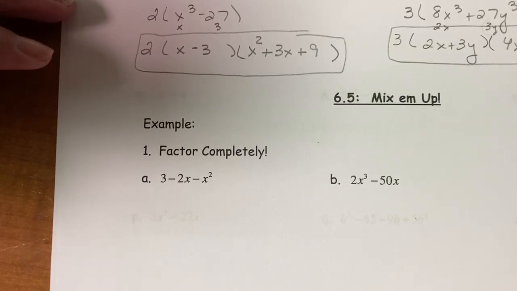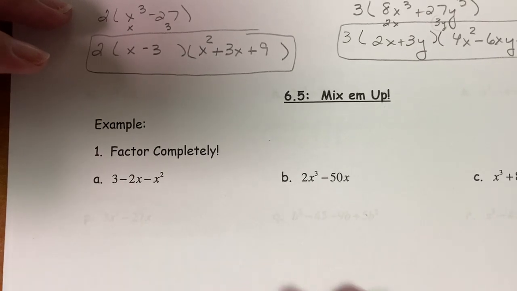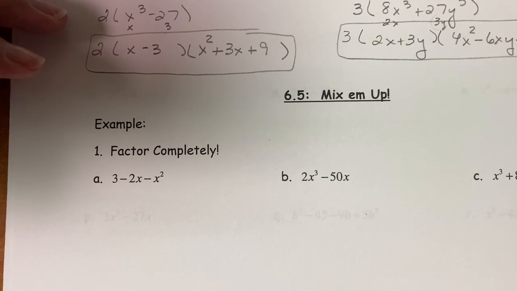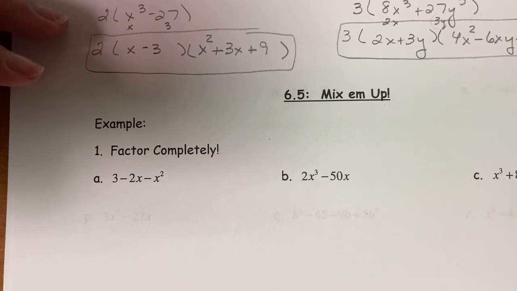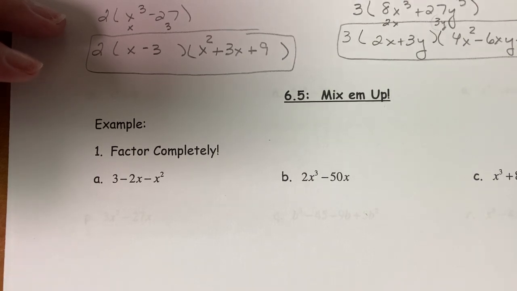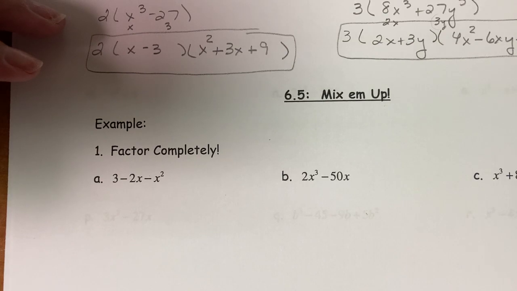Okay, so I know we've already done 6-5, but I've added another 6-5 in here that isn't in the textbook, just so that we can mix all of the different ways of factoring together, because of course you're not going to have all the same factoring all in a row. So let's talk about the steps again.